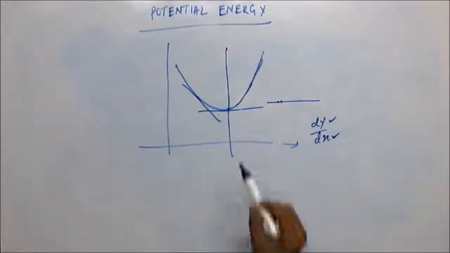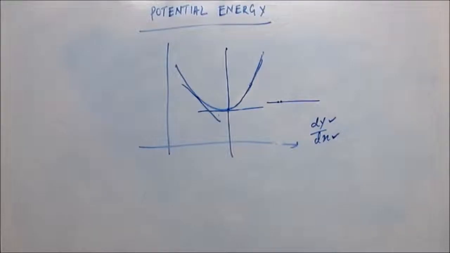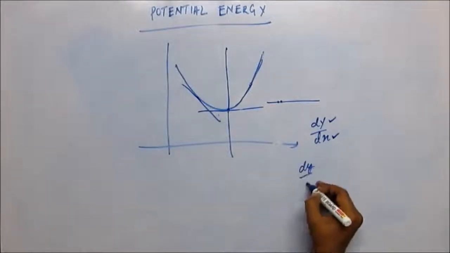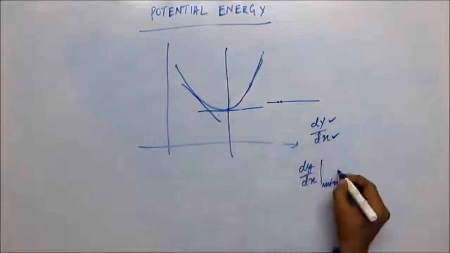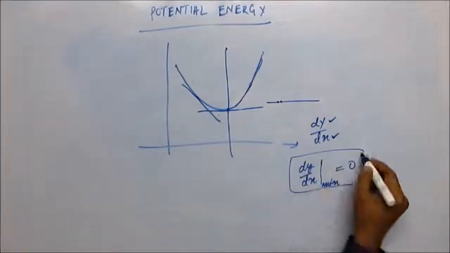So this is important. At the minimum point, the dy by dx will be positive. Sorry, it will be 0. So dy by dx at the minimum position of the graph will be equal to 0. This is one conclusion.